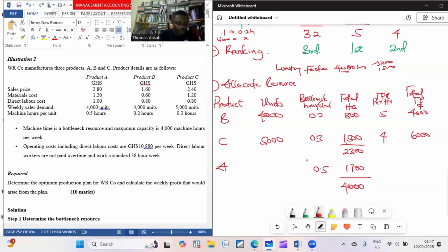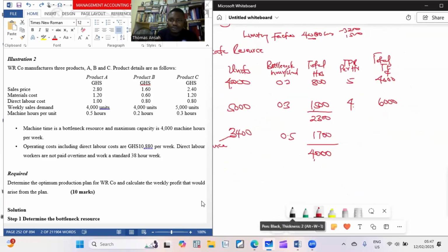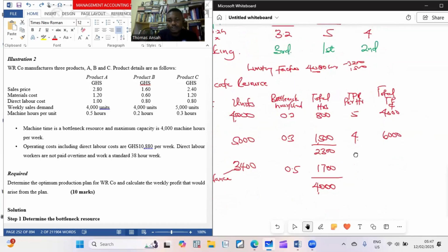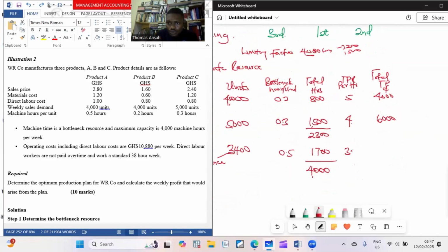So let's see, 0.5. What I'm getting here means that I can only produce 3,400 units. And this is a balance. It is the balance that I had. But I should be producing 4,000, but because of the limiting factor, I can only produce this. And so the throughput per hour that I can get from that one is what I had here, 3.2. So 1,007 by 3.2 gives me the total throughput of 5,440.